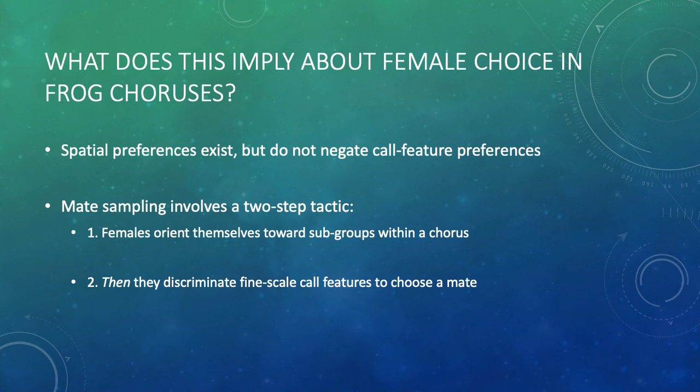What does this mean about how female choice operates in these frog choruses? Clearly there's spatial preference, but it does not fully negate the call feature preferences that we know exist for the length of calls and the rate of calls. Instead, what we think is going on is there's a two-step mate sampling heuristic here. First, females simply orient towards clusters, towards subgroups within a chorus, and then they enact fine-scale call feature discrimination.